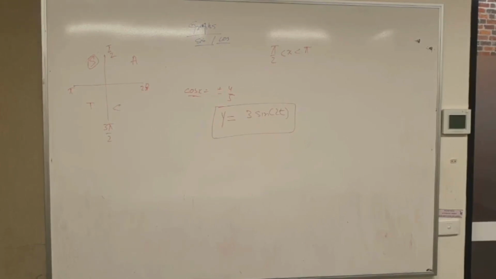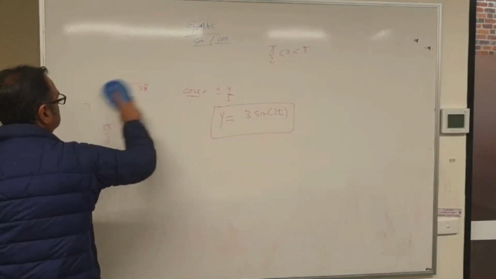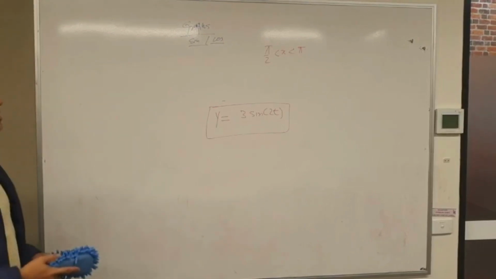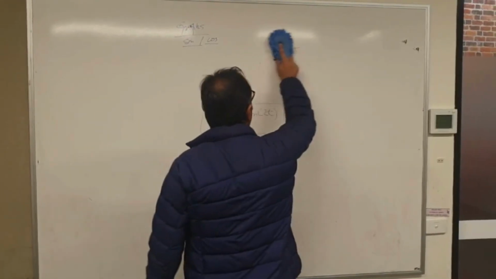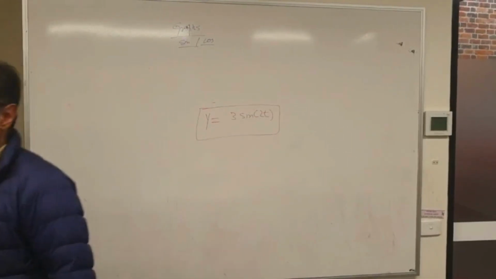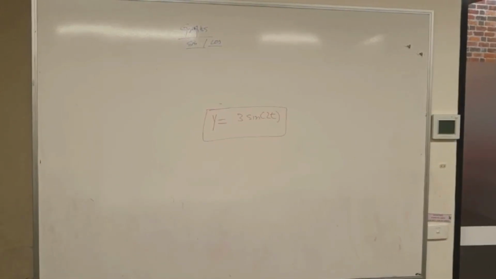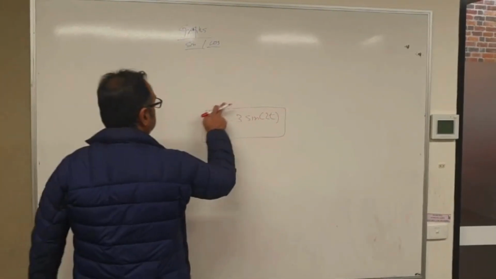What is the period of the function, Chris? Pi. Aishka, is he correct? Period of the function is pi? Yeah. Good. Aishka, what is the amplitude? 3. Romeo, is she correct? Yeah.